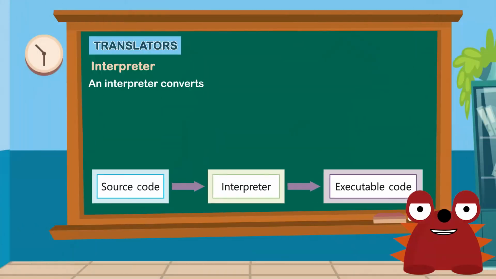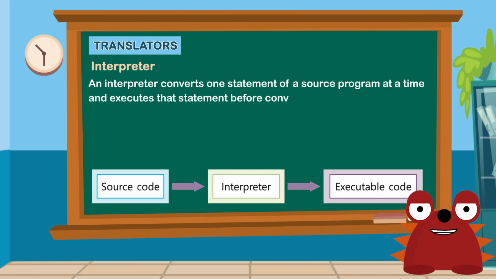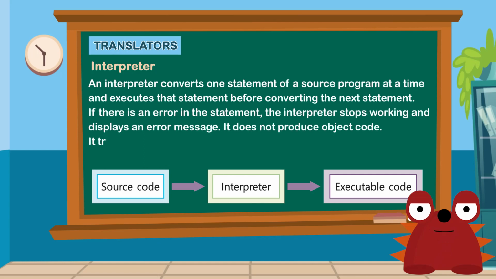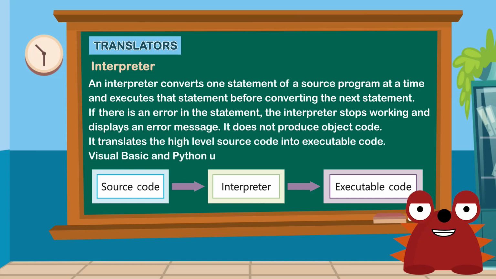The third type is an interpreter, which converts one statement of a source program at a time and executes that statement before converting the next statement. If there is an error in the statement, the interpreter stops working and displays an error message. It does not produce object code. It translates the high-level source code into executable code. Visual Basic and Python use an interpreter.